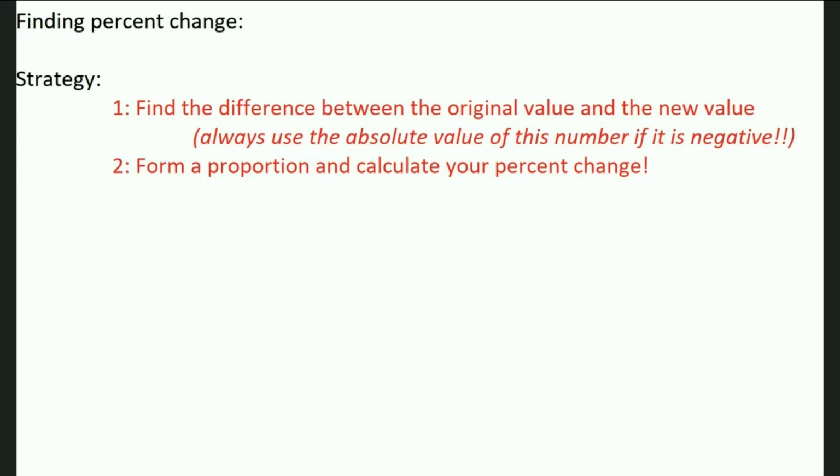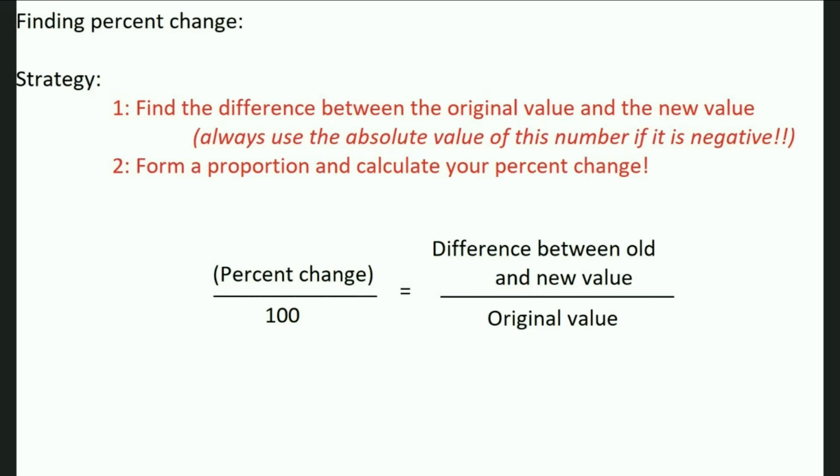So our strategy is: find the difference between the original value and the new value, make sure that whatever difference you find, you use the absolute value of it, form a proportion, and then calculate your percent change. So let's look at a couple of examples. That's our format: percent change over 100 equals the difference between old and new over the original.